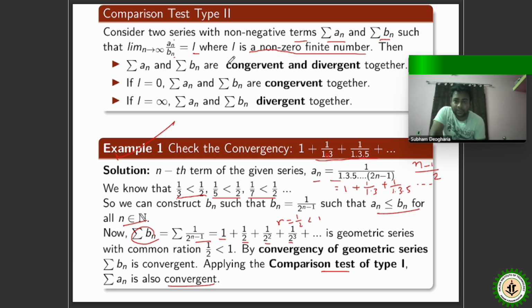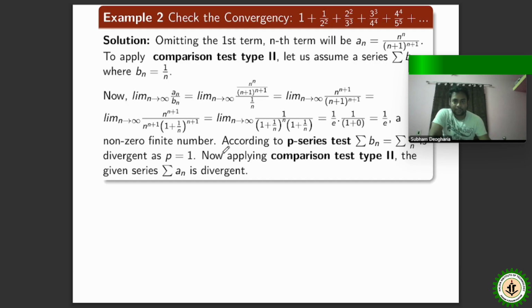Now if l is equal to 0, then an and bn will be convergent together, but not divergent together; they may or may not be divergent. And if l is equal to infinity, then an and bn are divergent together, but may or may not be convergent. Okay, let's take an example.